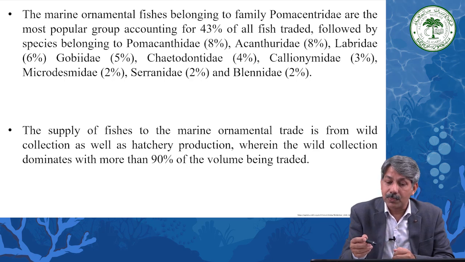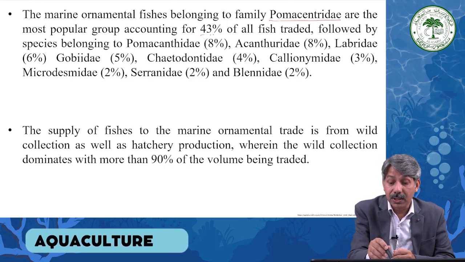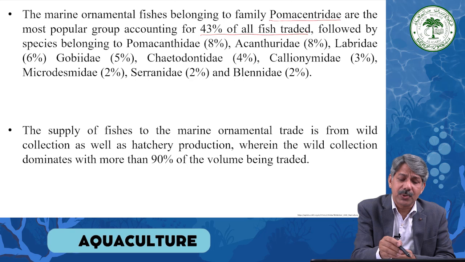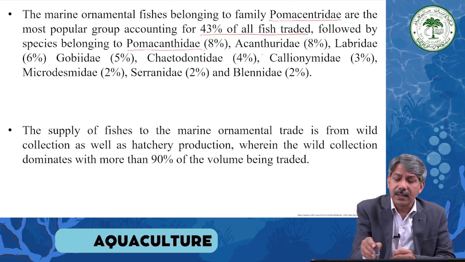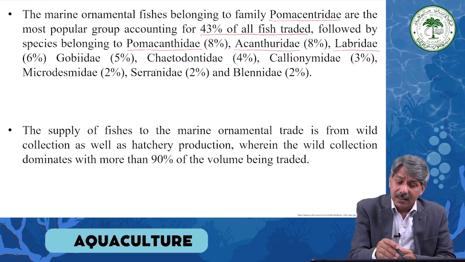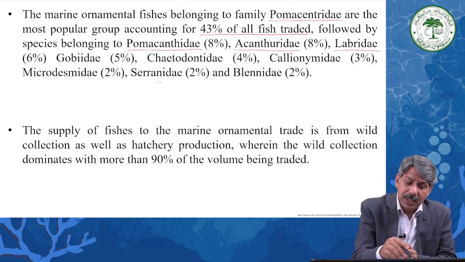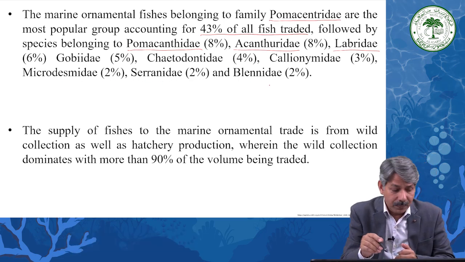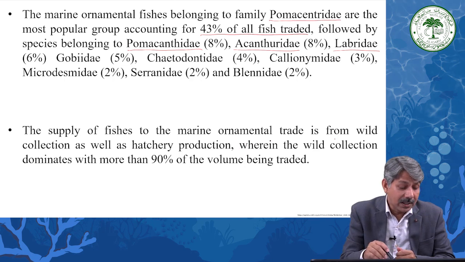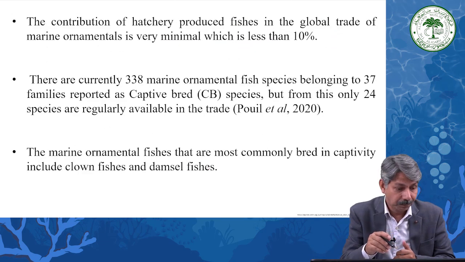The marine ornamental fishes belonging to family Pomacentridae are the most popular group, accounting for 43% of all fish traded, followed by Pomacanthidae, then Acanthuridae, Labridae, and so on: Gobiidae, Chaetodontidae, Callionymidae, then Microdesmidae, Serranidae, and Balistidae. Supply of fishes to the marine ornamental trade is from wild collection as well as hatchery production, but wild collection is dominating the supply.